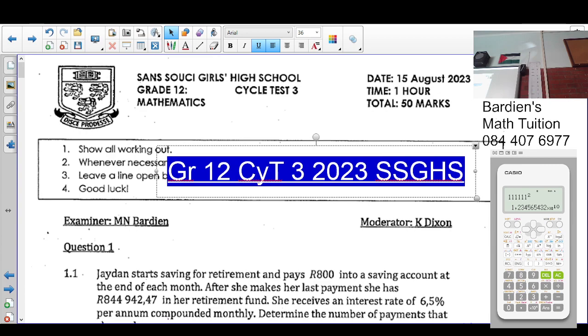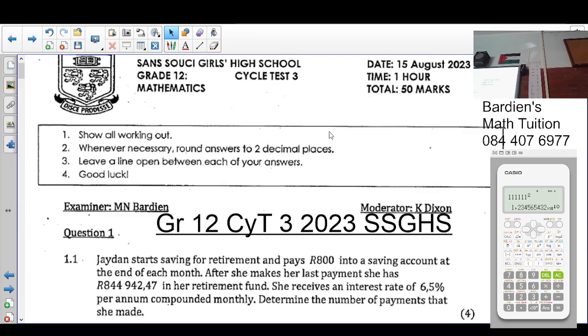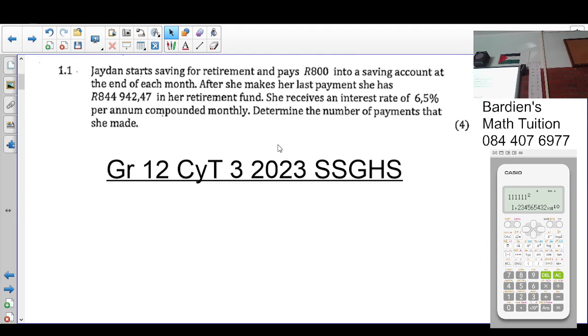So today we're looking at the cycle of test 3 that you guys have just written. You've just gotten your result back. Yes. Right, it was 1 hour, 50 marks. Did you not get the question right in the exam?